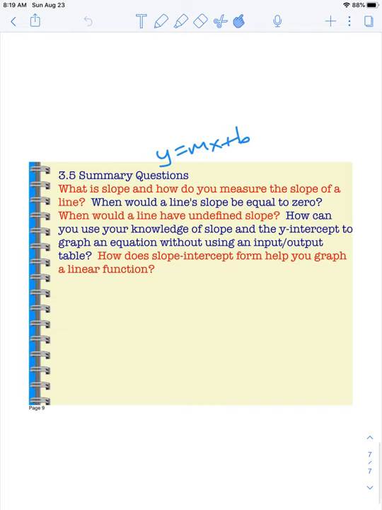When would a line slope be equal to 0? That's when you have a horizontal line that doesn't go up or down. When would a line have an undefined slope? That's when you have an up and down line that just doesn't work. And how can you use your knowledge of slope, y-intercept to graph an equation without using an input and output table? Just like we did in the last example, you start at the y-intercept, so plot that point first, and then with slope, you can just determine where the next point is by the rise over the run.